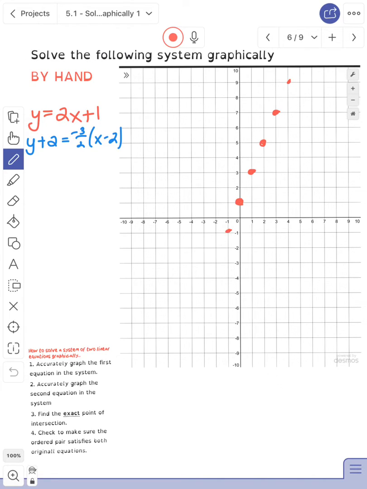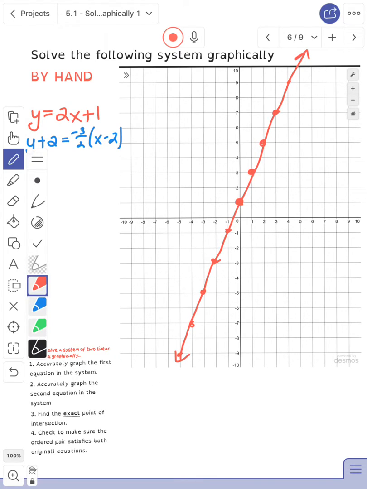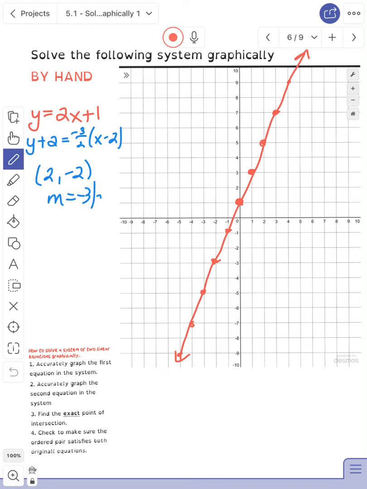So I'm going to do as many of those as I can to make a really good line. And then we'll connect that line. So we've graphed the first line, which we already know how to do. Then we need to go graph the second line. Now that second line is in point slope form. So I know the point that was there was 2, -2, and our slope is -3/2.